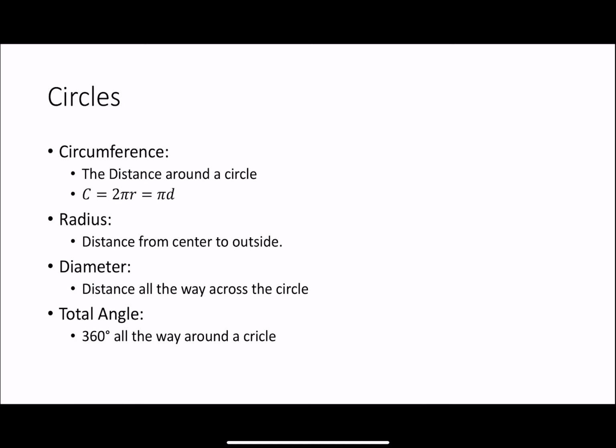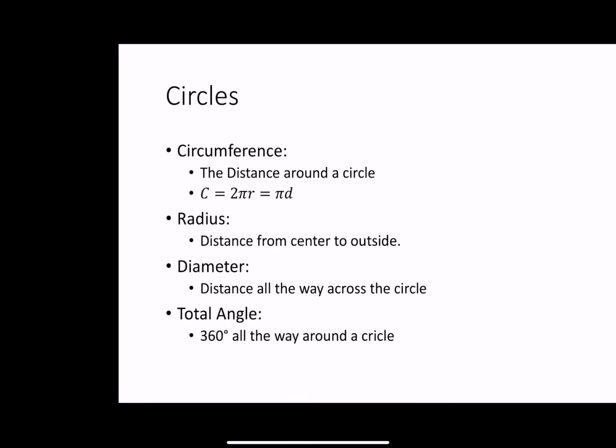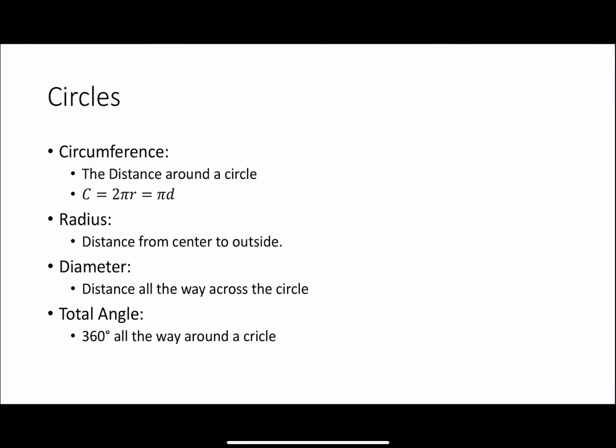And our diameter is the distance all the way across the circle, which is also 2r. So we should know that. Our diameter is equal to 2 times r. And know that if we have some sort of circle, we can take angles of the circle, right? And we need to remember that the angle all the way around the circle is 360. One full lap is 360 degrees.